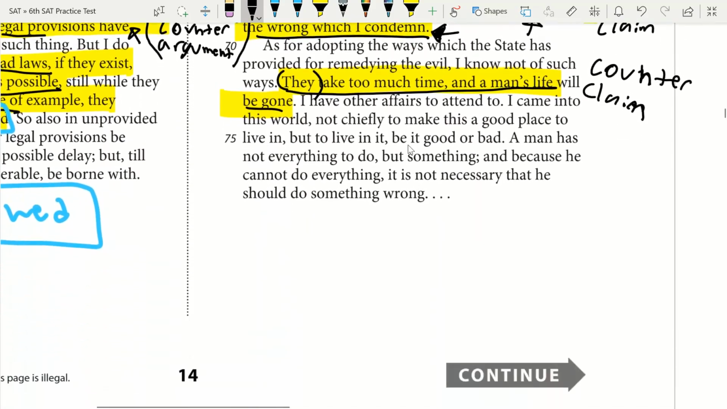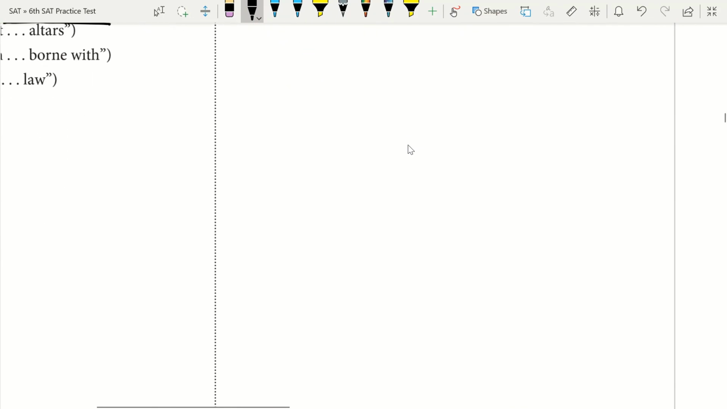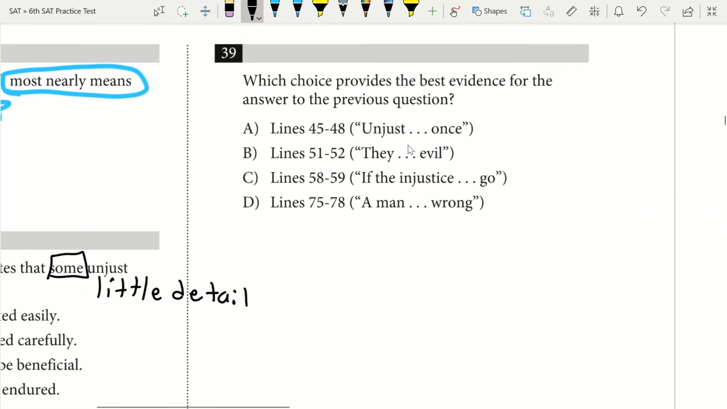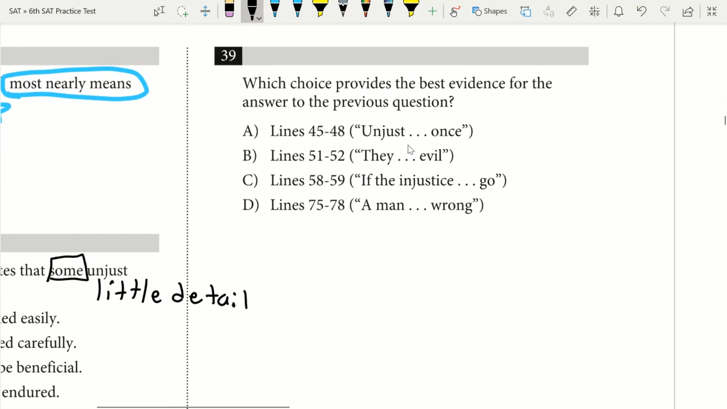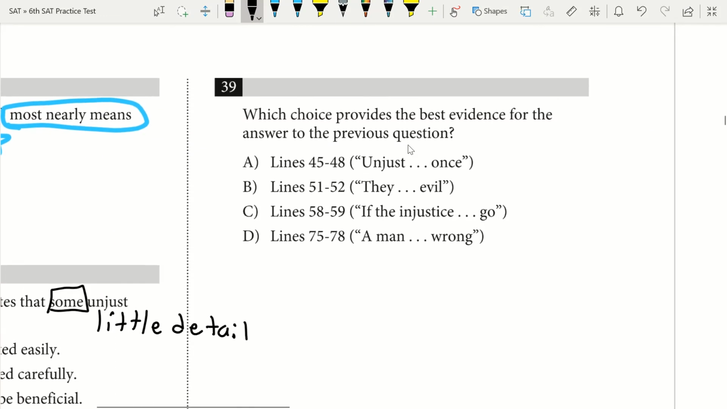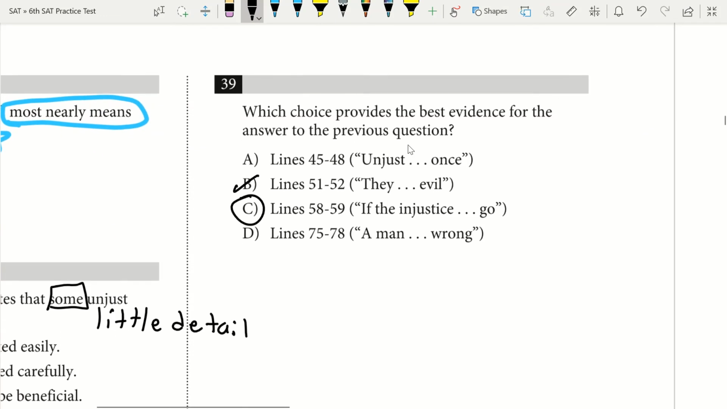That's going to support that argument that some unjust laws should just be let go for a while and then just wait to fix them. So as far as lines, I totally forgot. Okay, it was 58 to 59. I forgot the lines at first, but I remember now. It was 58 to 59. So that's going to be, for question 39, C would be our answer there.